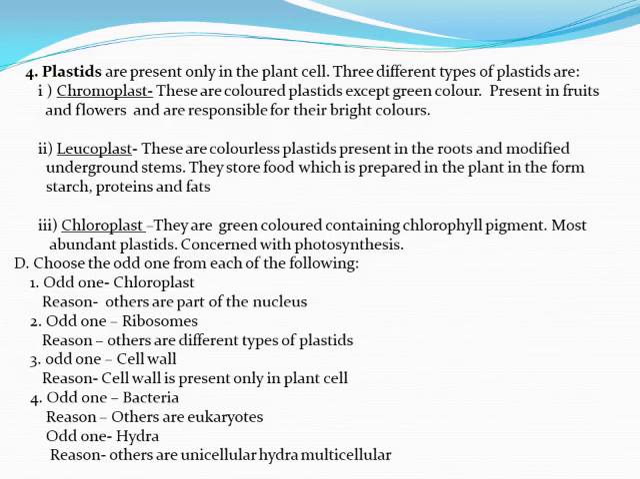Cell membrane is present in animal cell also. Mitochondria, lysosomes, vacuoles all are present in animal cells also. But cell wall is the only cell organelle which is present in plant cell. Okay, that's why I have written odd one out, cell wall.